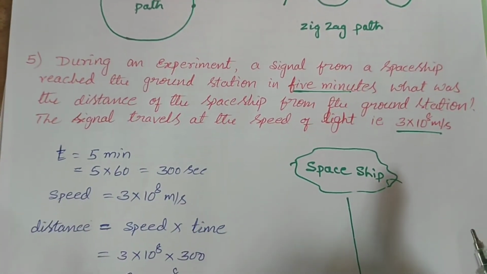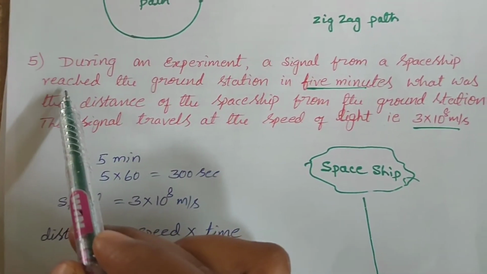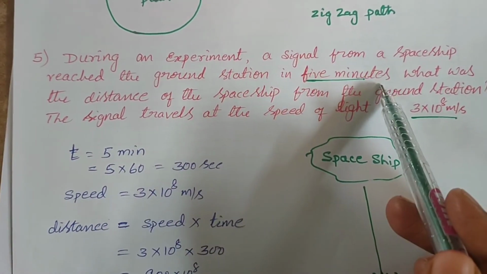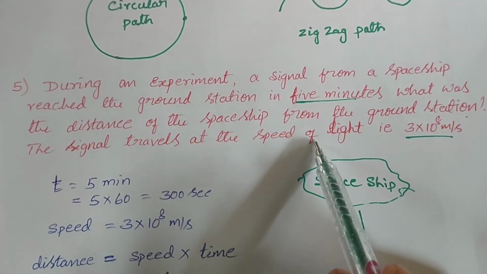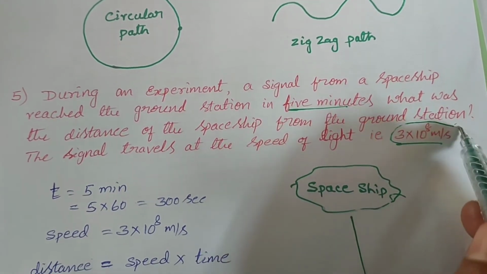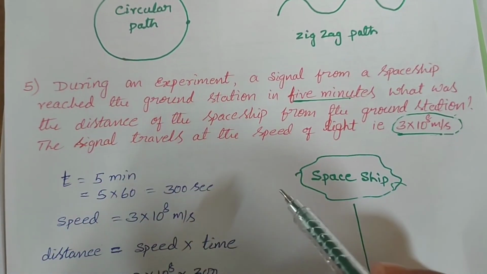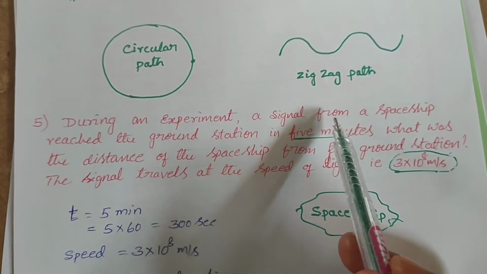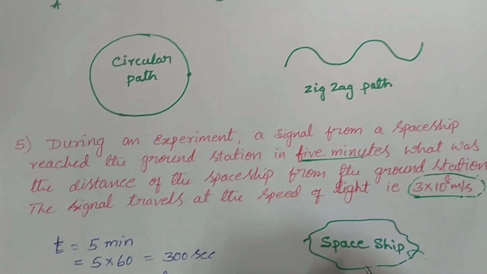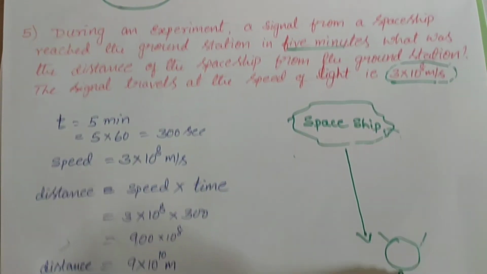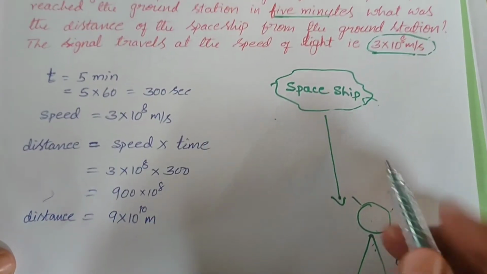Now coming to the fifth question, you can read the question. During an experiment, a signal from a spaceship reached the ground station in 5 minutes. What was the distance of the spaceship from the ground station? The signal travels at the speed of light, that is 3 into 10 raised to 8 meter per second. I will read once again what is given in the question. In any experiment, a signal from a spaceship, which is somewhere, comes to the ground station, the receiving station.